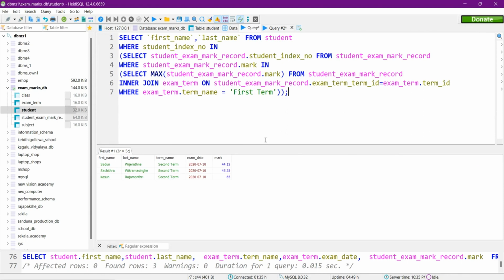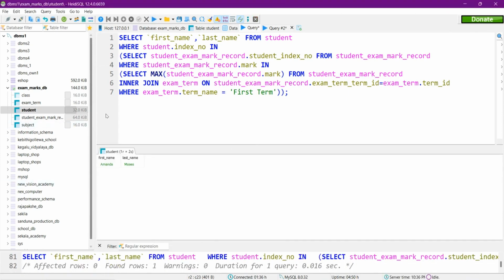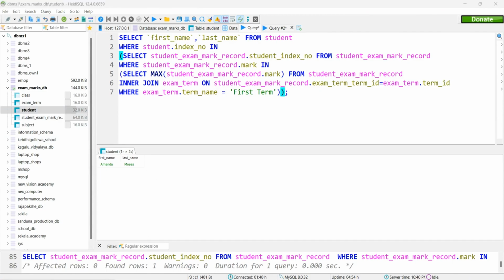So this is the query for the final question. Let's execute and see whether we get the results. You can see here we got a result called Amanda Moses. Amanda Moses is the student who got the highest marks in the first term out of all the subjects. So this is the answer for the final, fourth question.